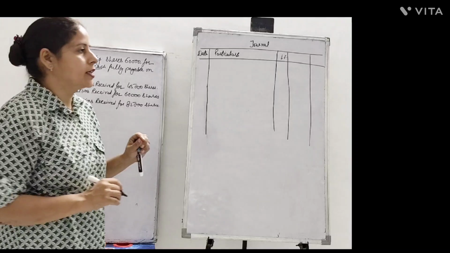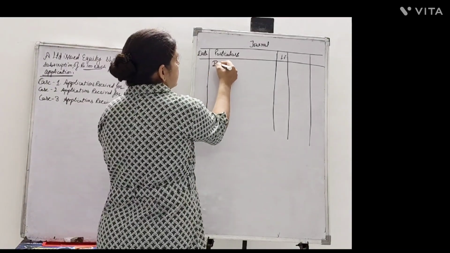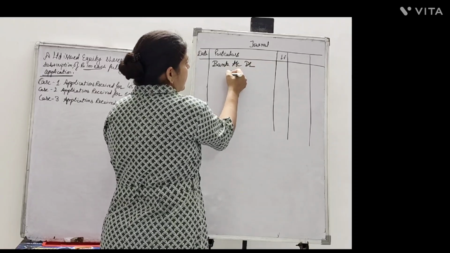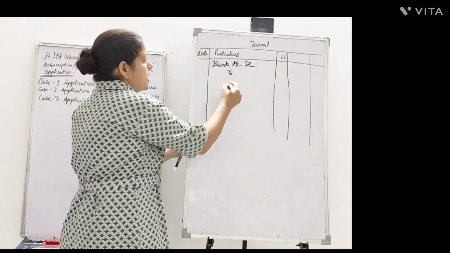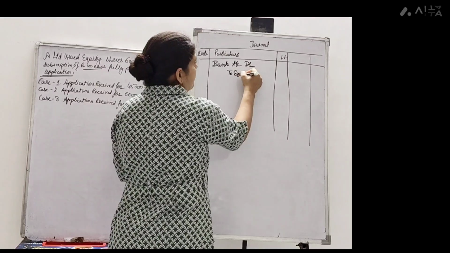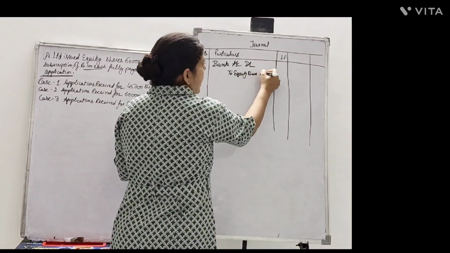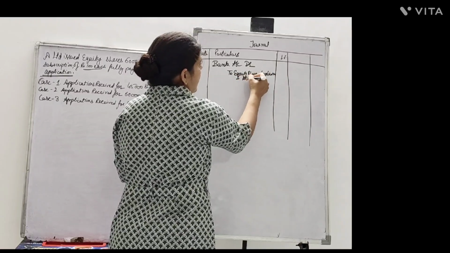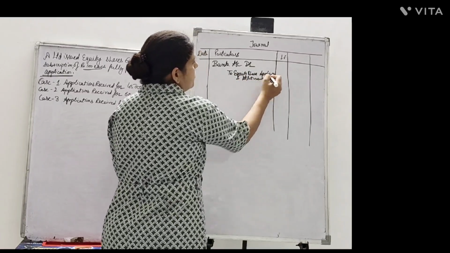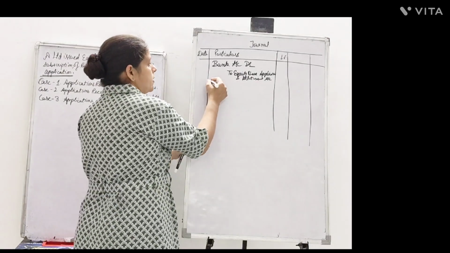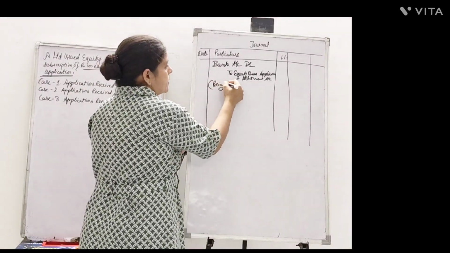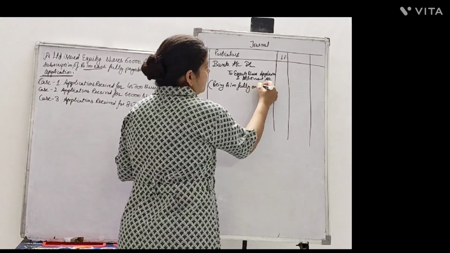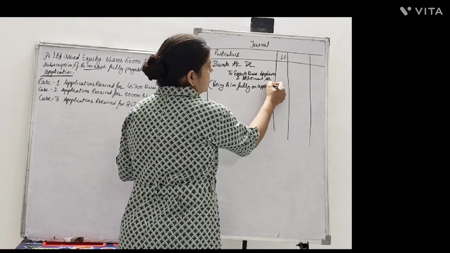So first of all, what journal do we have to make? As it says, the full amount is payable on application. So bank account debit to equity share application and allotment account. The full words would be written over here. Being application money received fully, being received ₹100 fully on application. This would be the first journal.